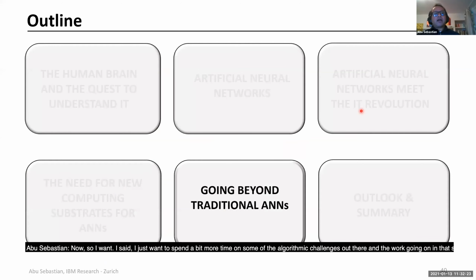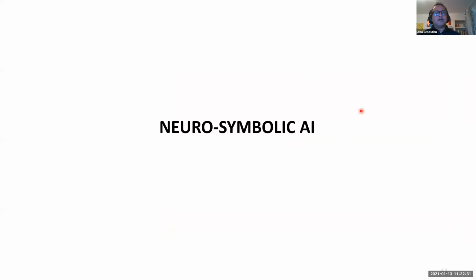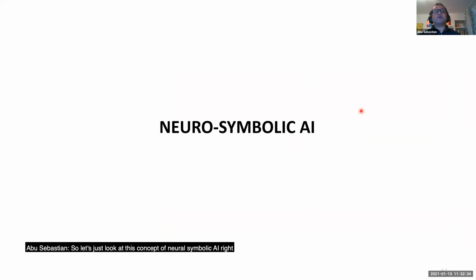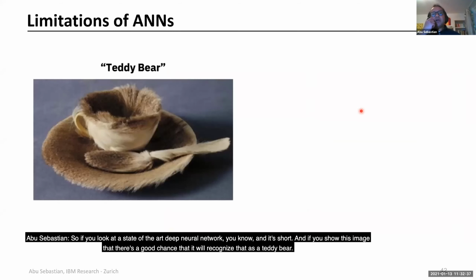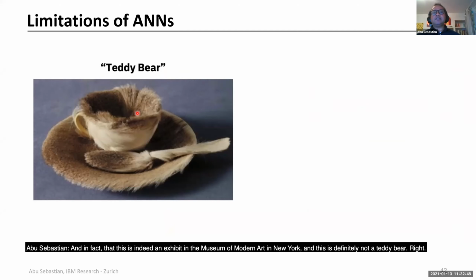Now, as I said, I just want to spend a bit more time on some of the algorithmic challenges out there and the work going on in that space. So let's just look at this concept of neurosymbolic AI, right? If you look at a state-of-the-art deep neural network, and if you show this image to it, there's a good chance that it will recognize that as a teddy bear. And in fact, this is indeed an exhibit in the Museum of Modern Art in New York, and this is definitely not a teddy bear, right? So what you see is that these kinds of networks fall apart when they encounter images in unusual contexts.